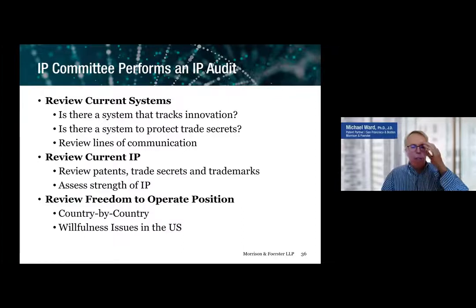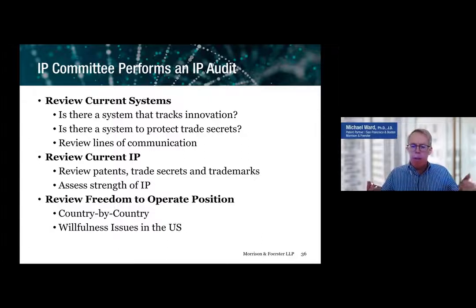After you've looked at the systems, you need to look at the current IP. What do you got so far? You've got patents, trade secrets, and trademarks, hopefully, right? And you need to take a look at the strength of that intellectual property. We'll go into that in a minute. How do you assess the strength of the IP? Then you'll also need to assess freedom to operate.